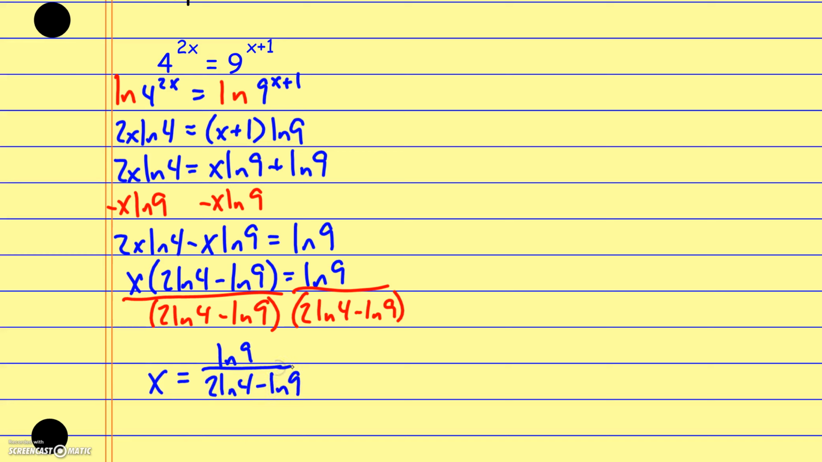Now I'm going to punch this into my calculator. The issue is punching this into the calculator can be a little bit tricky. If I want to punch this in the way it's written, I have to do the natural log. It'll give me a parenthesis. Then the 9, I have to close that parenthesis. Then do the division symbol. Then do a parenthesis, 2 natural log, parenthesis 4, parenthesis, minus the natural log, parenthesis 9, parenthesis, parenthesis. Okay? And if I miss one of those parentheses, it's going to mess this whole thing up.